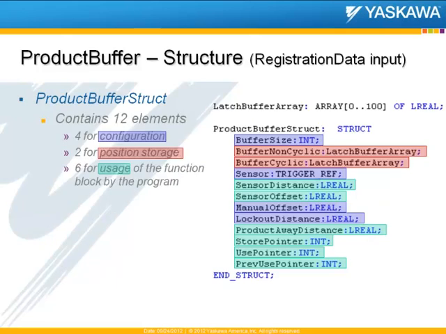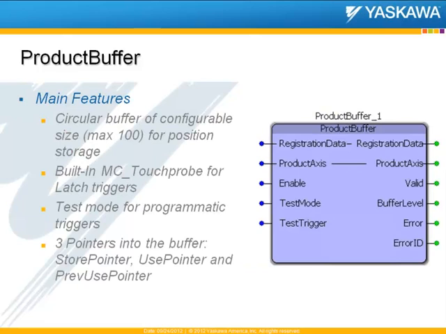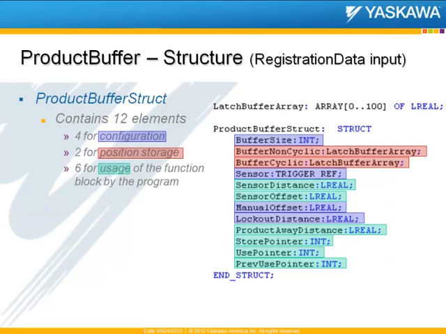Now, this block has this input called registration data. And registration data is of a certain data type called a product buffer struct. So let's take a moment to look at the product buffer struct for just a second.